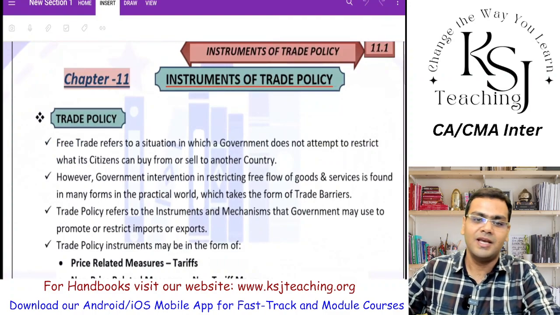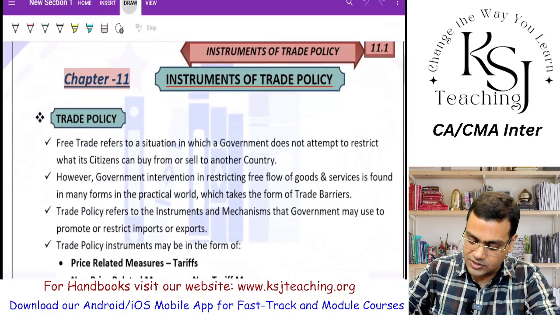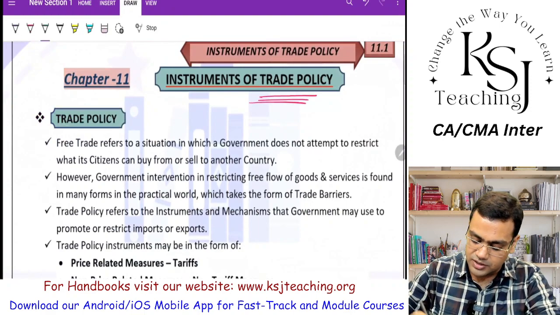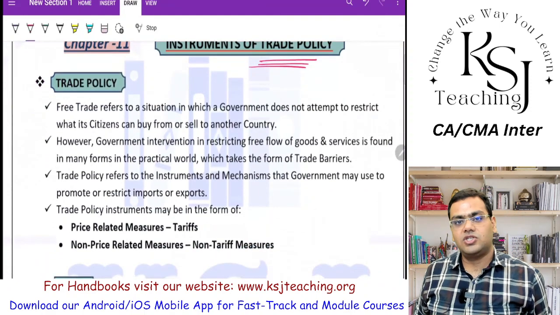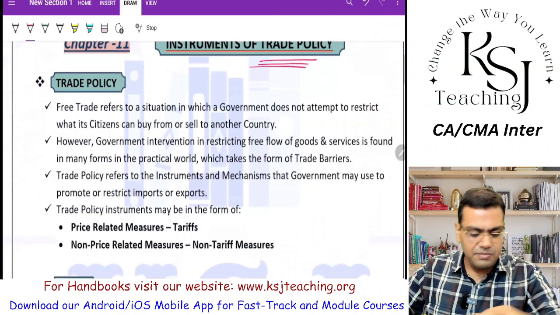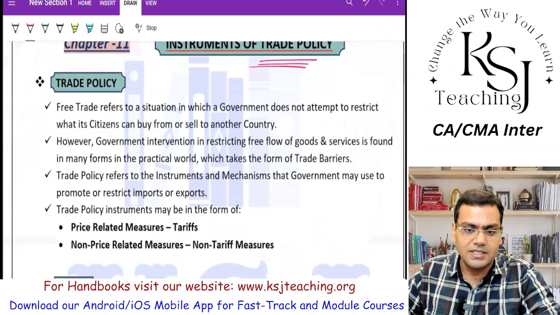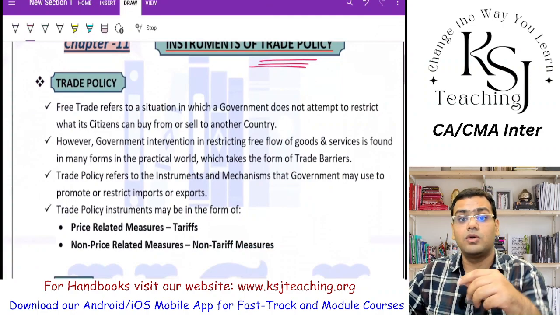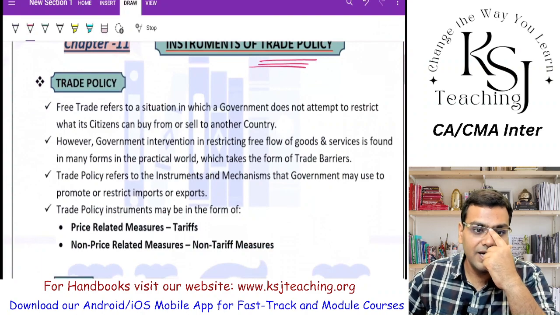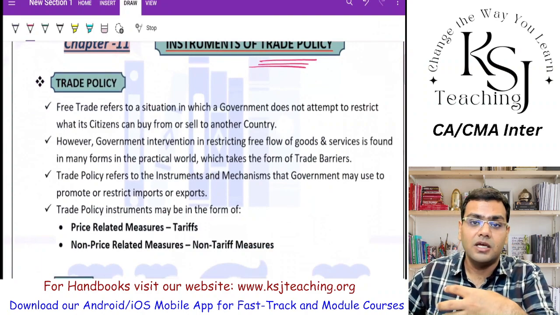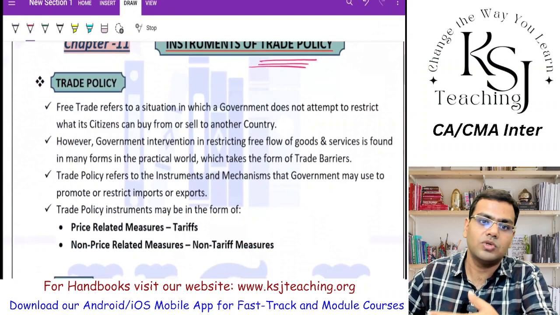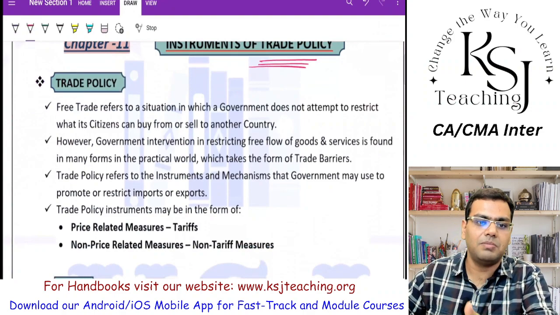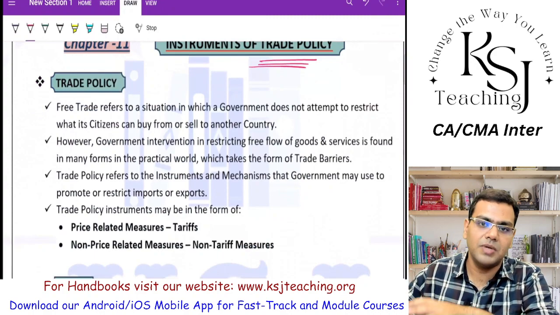Welcoming you all to the start of the new chapter in this session, chapter number 11, that is Instruments of Trade Policy. Now, what is this Instruments of Trade Policy? This chapter is not that difficult, very basic things, very easy chapter, but yes, there are so many tariffs and all these. So you have to revise this chapter again and again. Read this chapter from the book again and again so that you are able to remember most of the things, right? That is how this chapter is to be done, right?